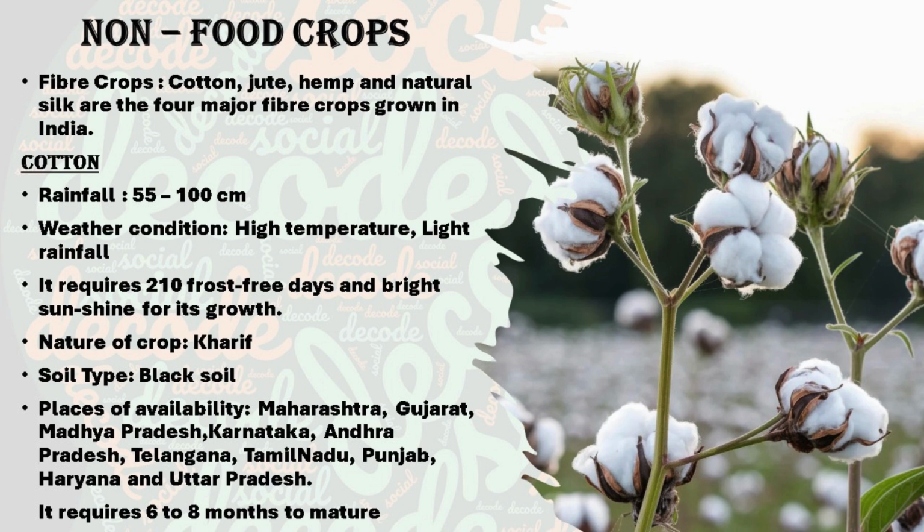First, let me see about cotton. It's a natural fiber crop used mainly in textile production. It belongs to the Kharif season. It is sown in summer and harvested in winter. Its temperature is about 21 to 30 degrees. It requires bright sunshine and a clear sky. Rainfall is about 55 to 100 centimeters. The major producing states of cotton are Maharashtra, Gujarat, Telangana, and Andhra Pradesh.